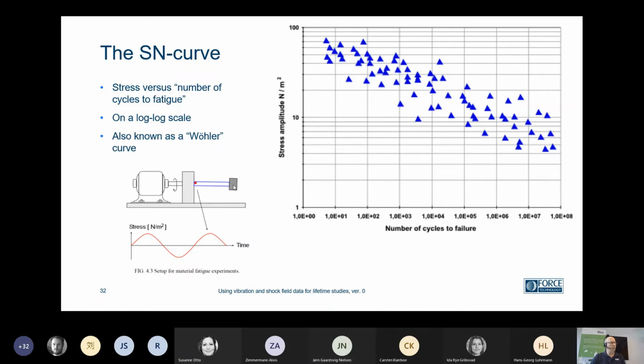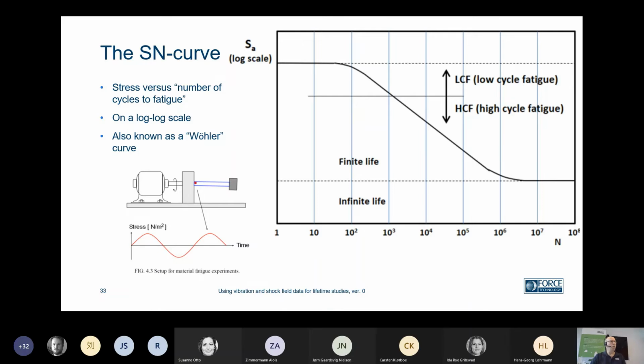Then we can apply different masses, sit and wait, measure how many cycles it takes before it breaks, and plot it. We will see this kind of scattered plot. If we look at it more in general, it could look like this. At very low numbers of cycles, we have what we call the ultimate strength. At very, very high numbers of cycles, we have what we call infinite life or the fatigue level. But in between, we have some relation between number of cycles and stress levels.